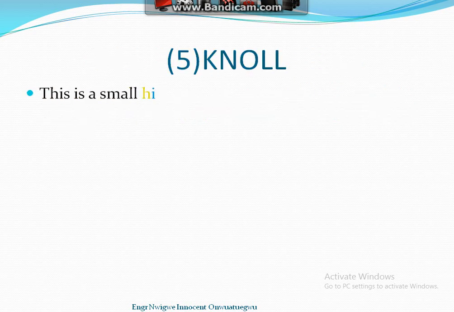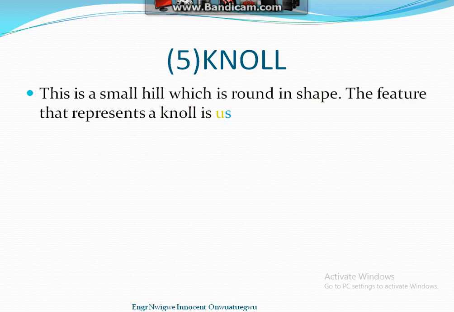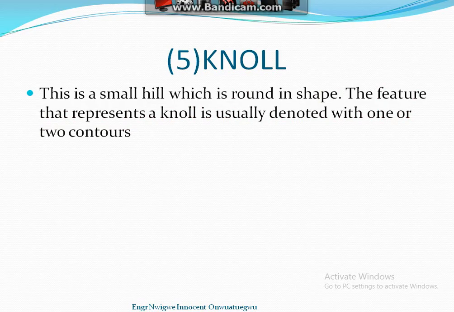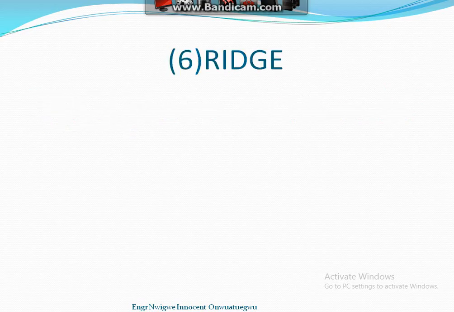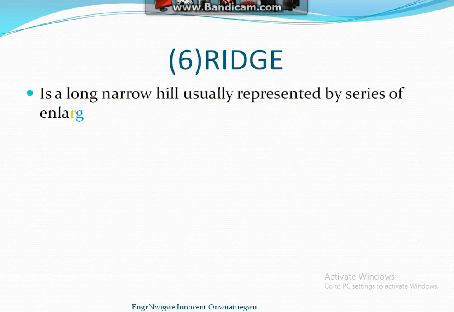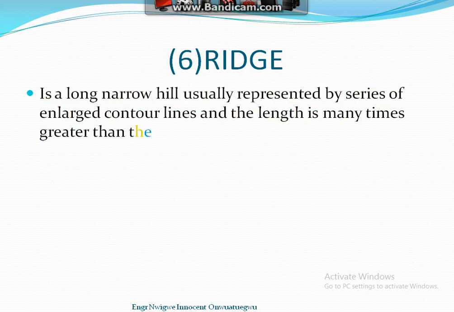5. Knoll. This is a small hill which is round in shape. The feature that represents a knoll is usually drawn with one or two contours. 6. Ridge. A ridge is a long narrow hill, usually represented by a series of elongated contour lines, and the length is many times greater than the width.